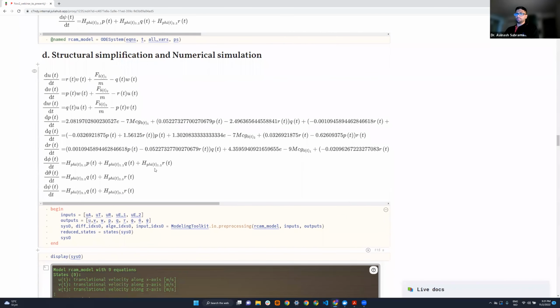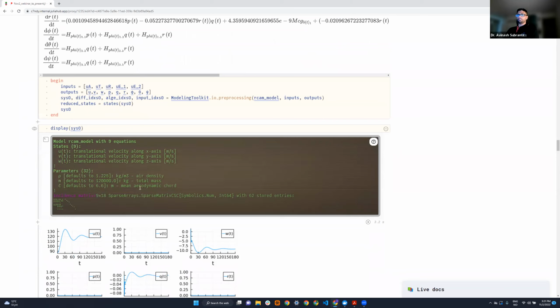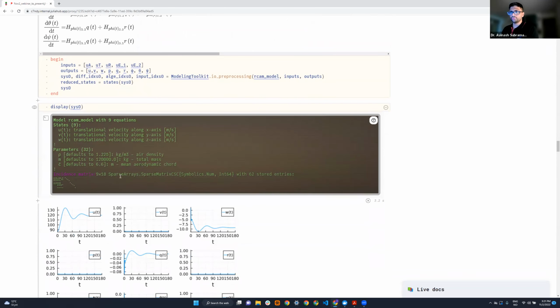All right. I would like to mention that there is functionality to display the reduced system, so we can see the 9 states, the parameters, the incidence matrix, and so on. And ModelingToolkit now has the ability to present these nice descriptions of your states and parameters. All right, so moving on to numerical simulation to get some intuition for what the system would look like.